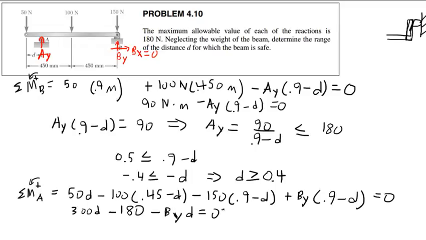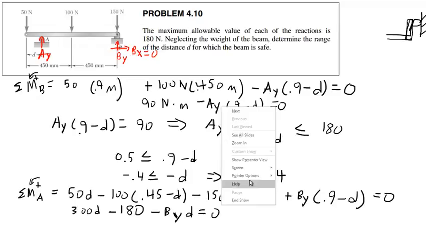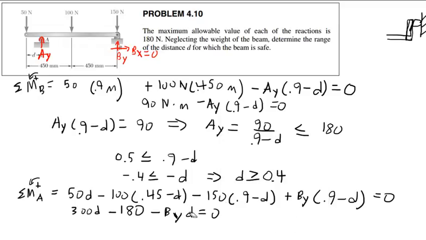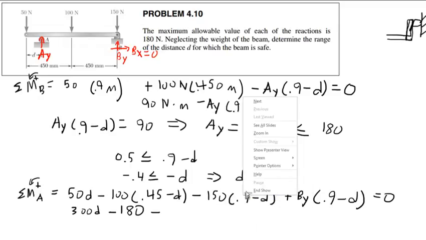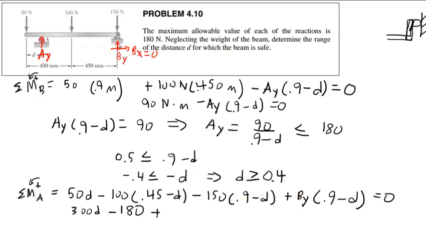The 0.9 by, yes, actually good, thank you. My 0.9 by, you know what, I'm just going to go ahead and leave this as unfactored, unexpanded, sorry. So let's just say plus by times 0.9 minus d equals 0. And then by must equal 180 minus 300d over 0.9 minus d.